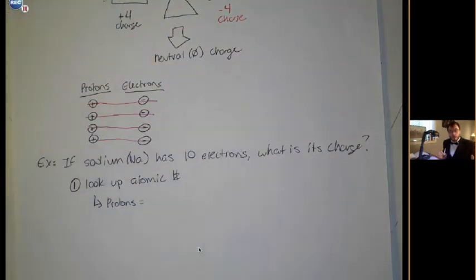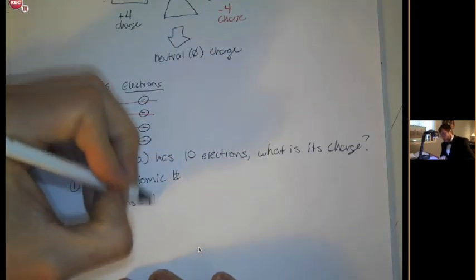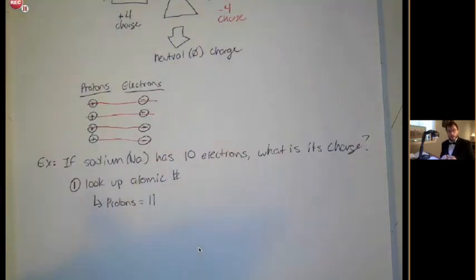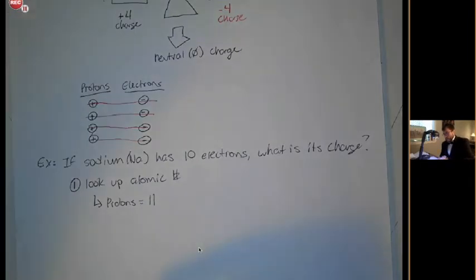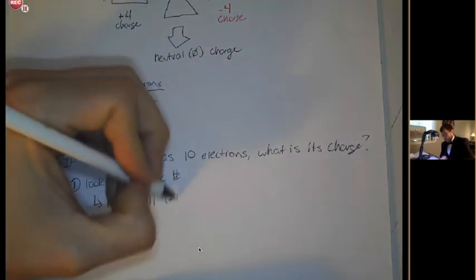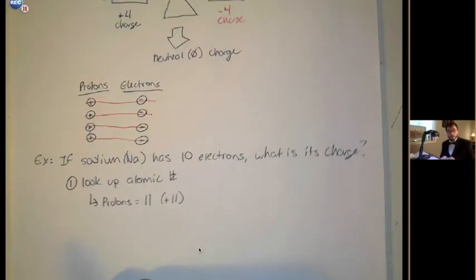If it had 10 protons, it would be a different atom. If it had 12 protons, it would be a different atom. But 11 protons, that's sodium. So protons for sodium are 11. Now remember, protons are positive, so that means that those protons give it a positive 11 charge.